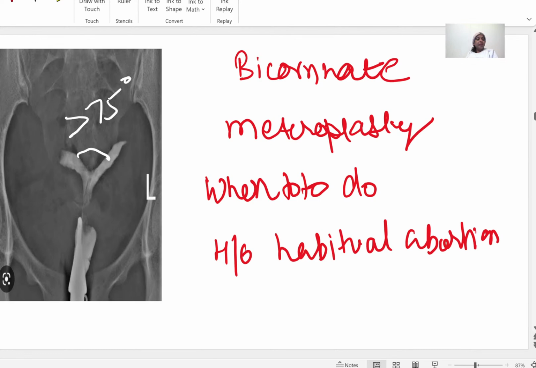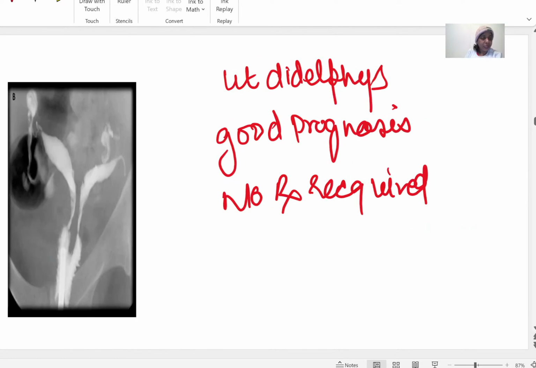Metroplasty is to be done only when there is habitual abortion. Now this is the uterus didelphys. Why is it uterus didelphys? Because we can see that here the cervix and vagina are two. So that is why it is uterus didelphys, and it has a very good prognosis, and usually no treatment is required.